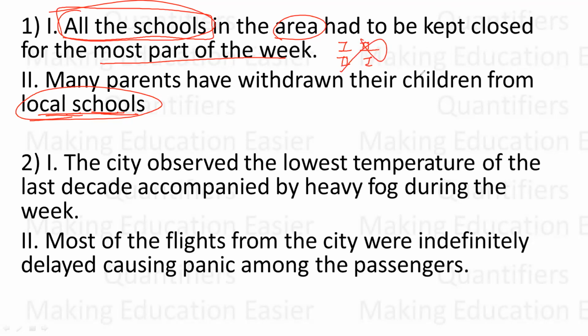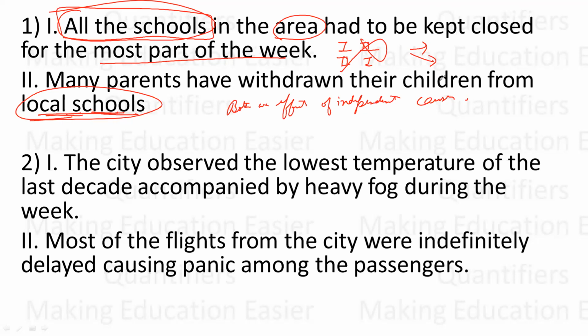So we can say that yes, both of them are effects of independent causes, which was your option number 4. Okay, so both are effects of independent causes. So all the schools in the area had to be kept closed for most part of the week because of weather conditions, because of COVID-like situation. Okay, so maybe XYZ reason. So this is an effect of some cause, XYZ cause.